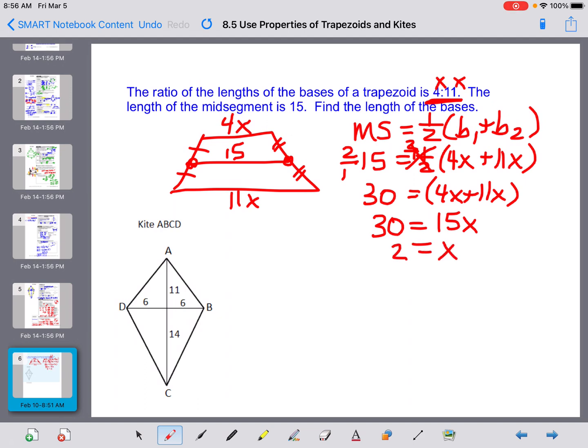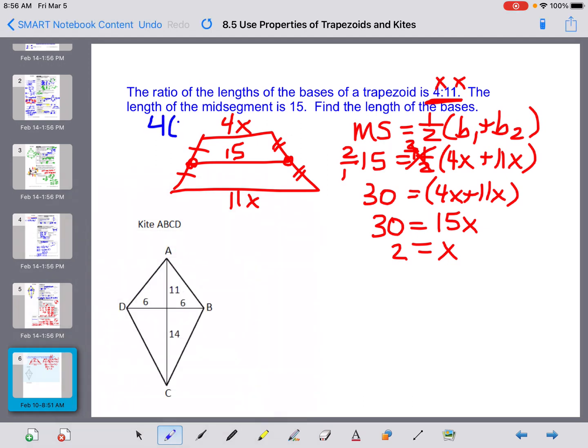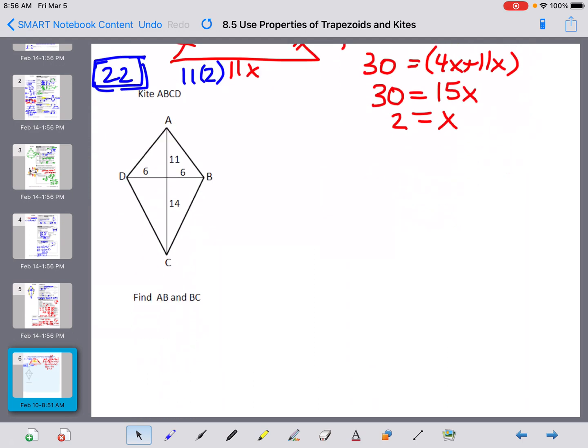Am I done? No, they said what's the length of the bases. So what I need to do is go plug it in. 4 times 2 on the top is going to be 8. 11 times 2 on the bottom is going to be 30. Okay. Oh my goodness, don't ask me what I just did there. How about 11 times 2 is 22? Okay, I'm going to tell you there's 30 in my brain because I want you to do a quick add: your bases, base 1 plus base 2. That will make 30. Divided by 2 is 15. And you can see how my midsegment is exactly half of my base lengths. Okay. Oh, it's a wonder you trust me sometimes.